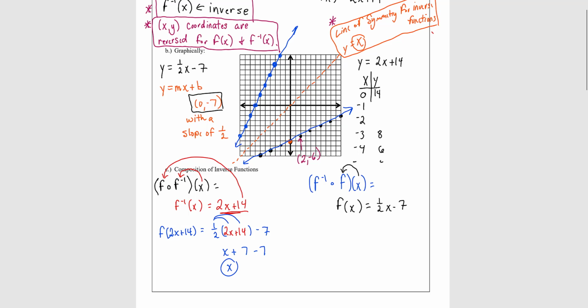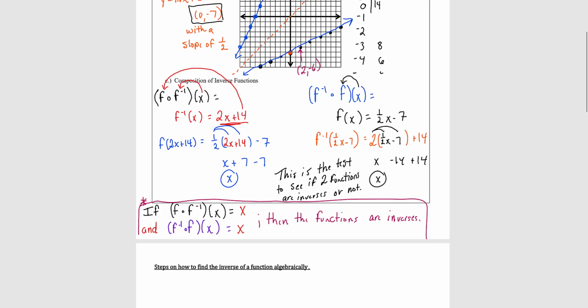So 1/2 x minus 7 is the halfway answer. When we substitute 1/2 x minus 7 in for x in the inverse function, you can probably guess what's going to happen: everything cancels out except the x. And this is the test for inverses. And this is the final rule that we just talked about that you need to know.